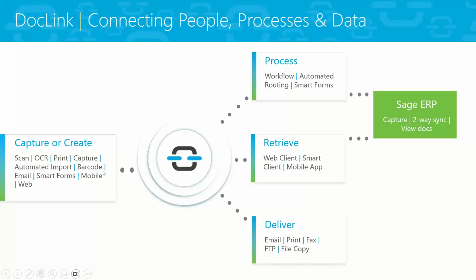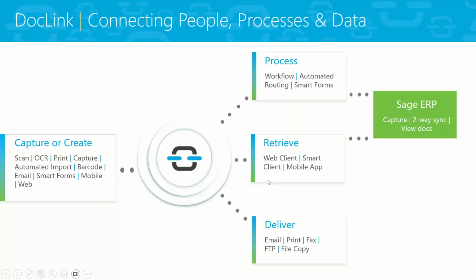In other words, if I scan or an OCR document comes in, say an invoice with a PO number, I'm already going to know what that PO information is from Sage and be able to index that document with that information. So again, it's a two-way synchronization that happens between the ERP and DocLink.